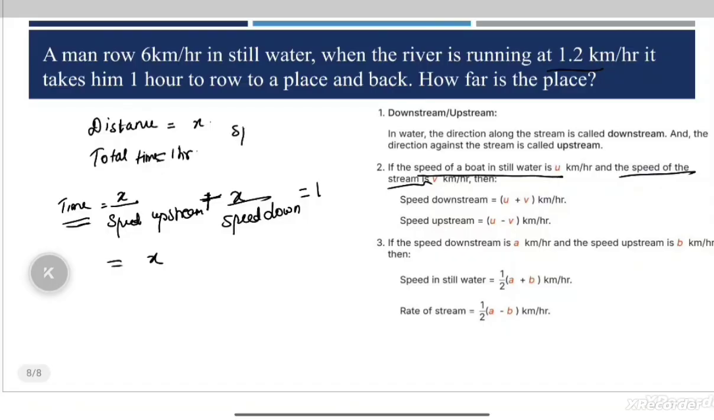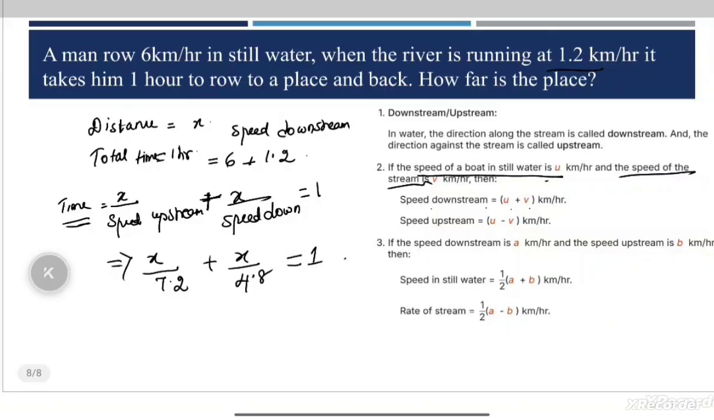Speed downstream is u plus v, where u is the speed of the boat in still water, which is 6, and v is the speed of the stream, which is 1.2. So it is 6 plus 1.2, which is 7.2. Speed upstream is 6 minus 1.2, which is 4.8. Equate the sum of the two times to 1 and solve for x. You get x equal to 2.88. So the distance will be 2.88 kilometers. See that you understand the concept.